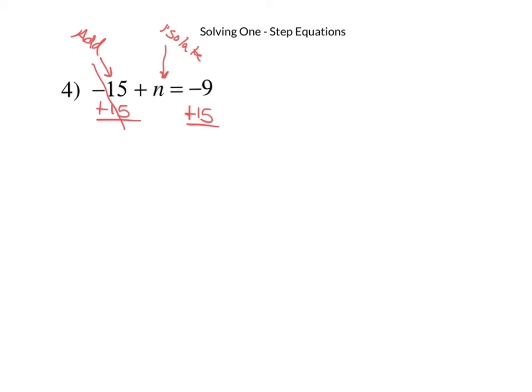Again, this cancels out. N equals negative 9 plus 15 is positive 6. So N is equal to positive 6.